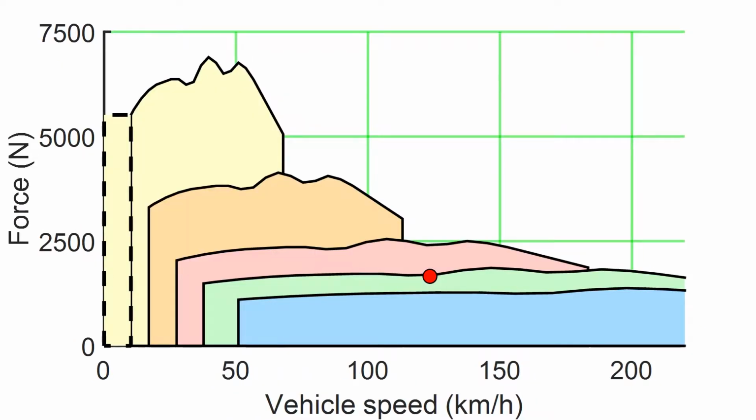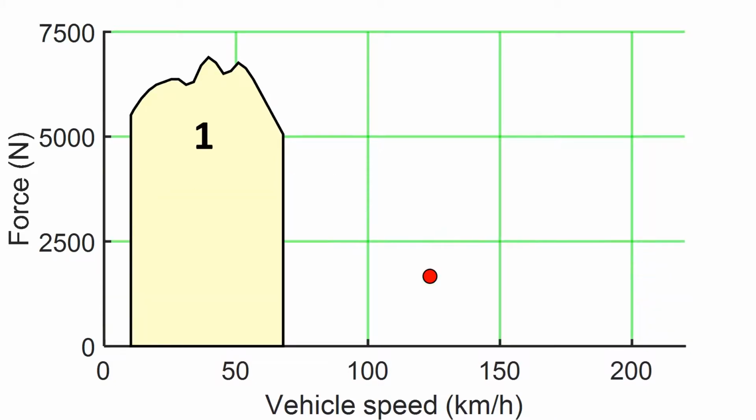Now we will make the same type of analysis, but for another operating point. In this case, the vehicle drives at 120 km per hour and requires a traction force of 1800 Newton, which corresponds to a traction power of 60 kW. This is the operating range on first gear. We clearly see that the point is not within the range.